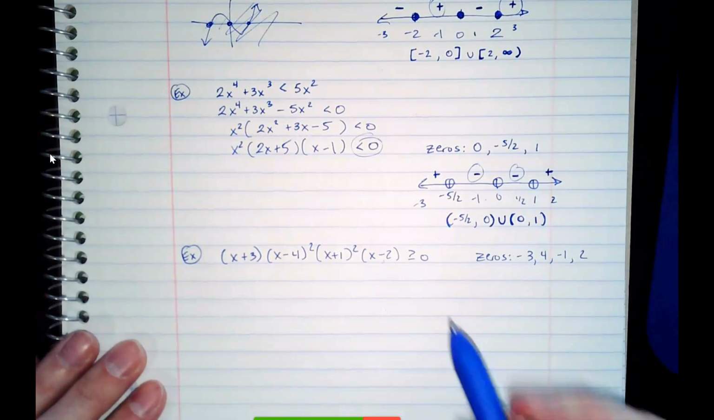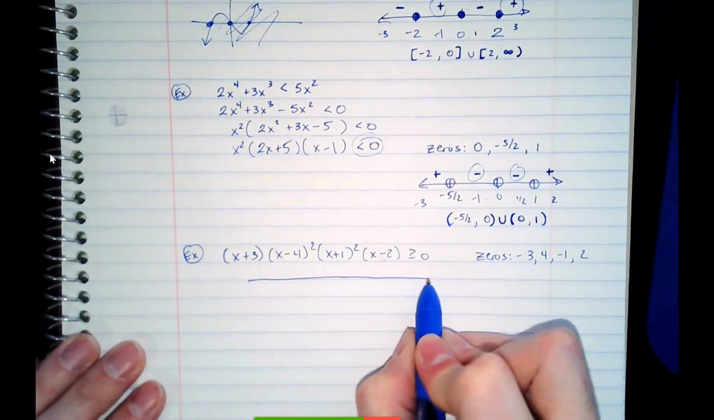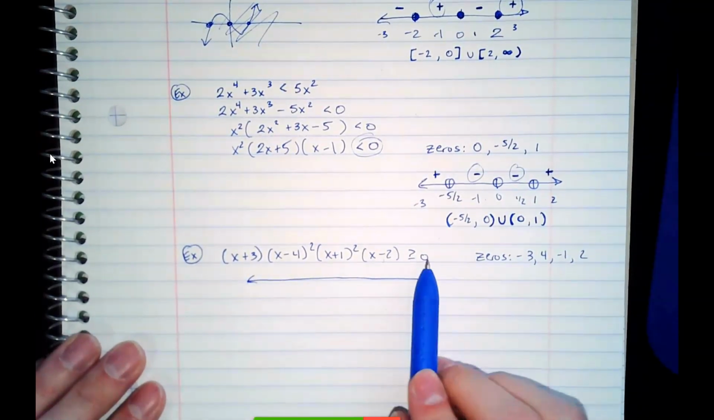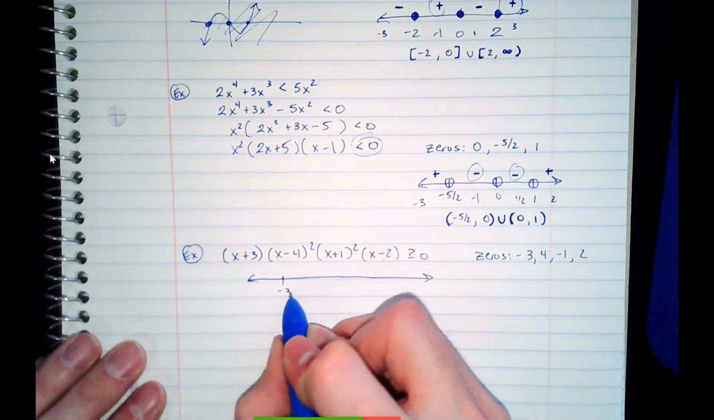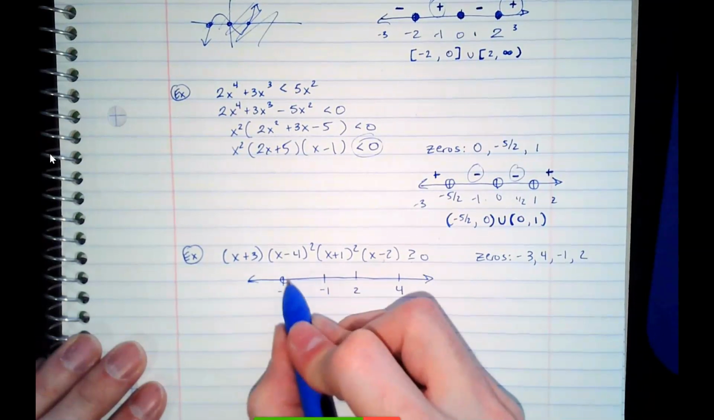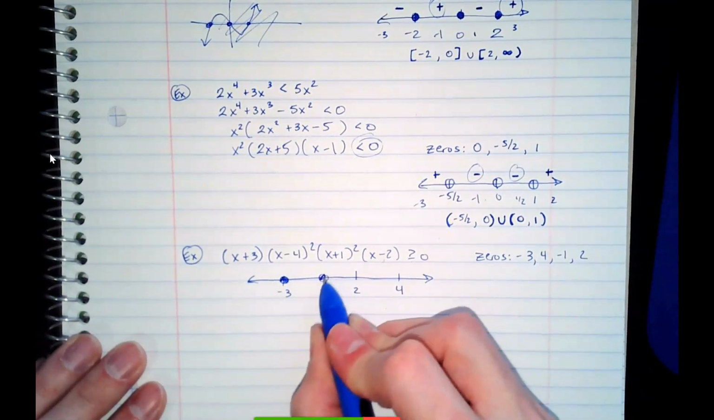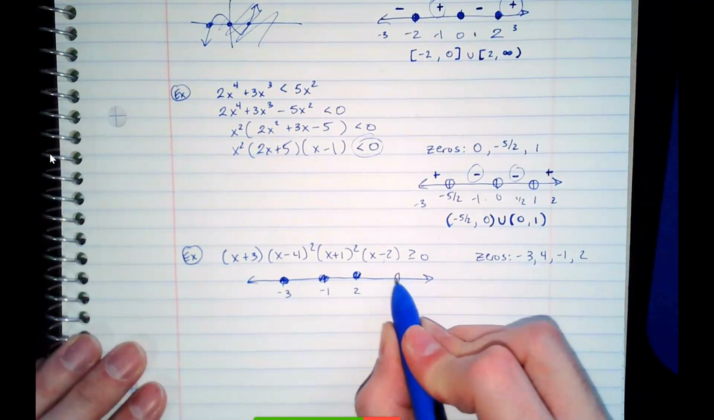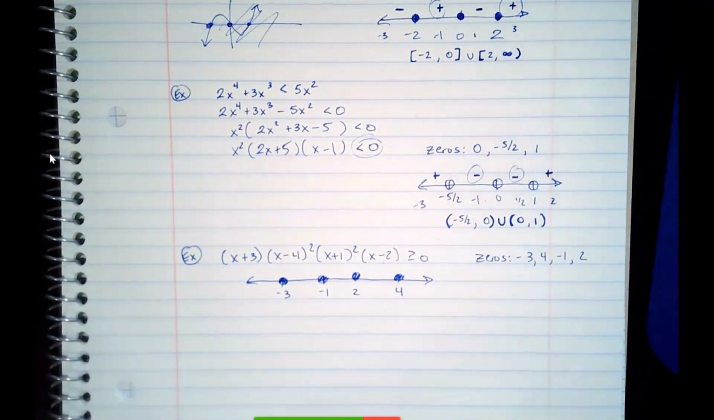We're going to put those on a number line. We're going to test intervals. We're going to see where it's greater than or equal to 0. Negative 3, negative 1, 2, 4. We're allowed to be equal to 0, so we include endpoints. Give some closed circles, which means brackets are on the way.